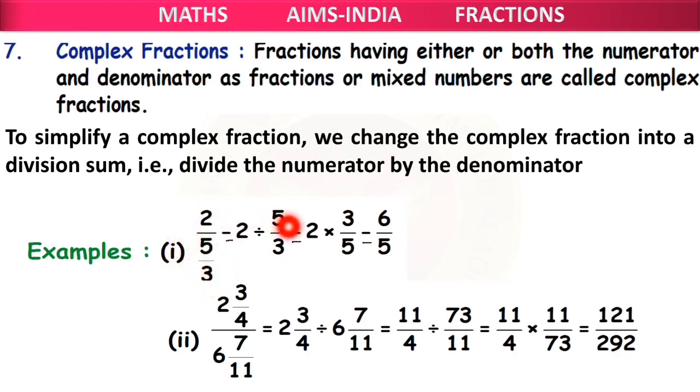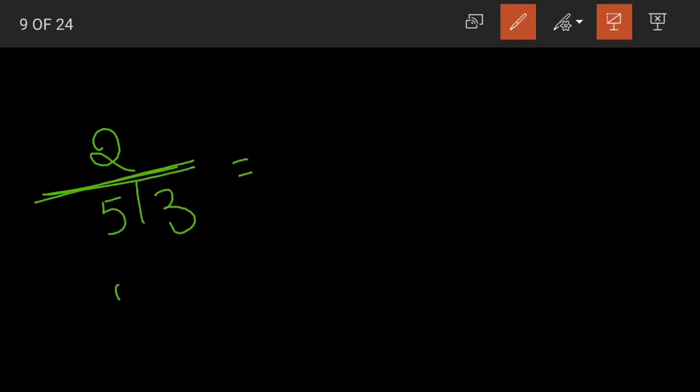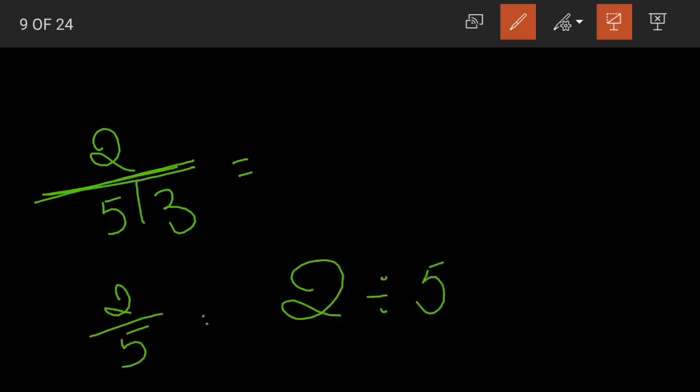Now how do we simplify a complex fraction? To simplify a complex fraction, we change the complex fraction into a division sum. That is, divide the numerator by the denominator. Here we have 2 by 5 by 3. When we say 2 by 5, we mean 2 divided by 5. In the same way, 2 by 5 by 3 means 2 divided by 5 by 3.